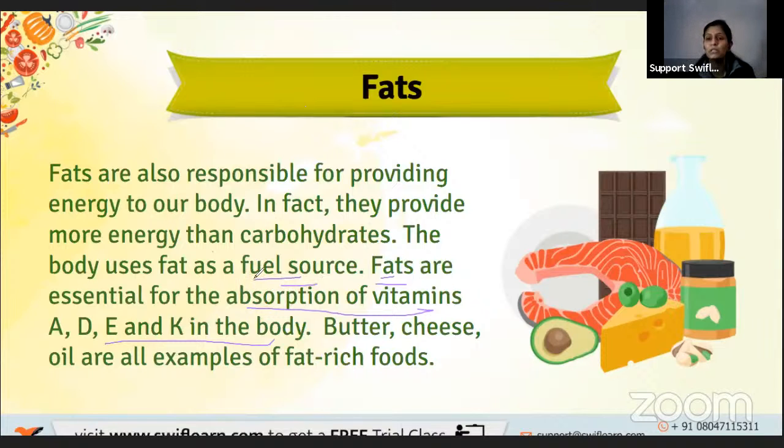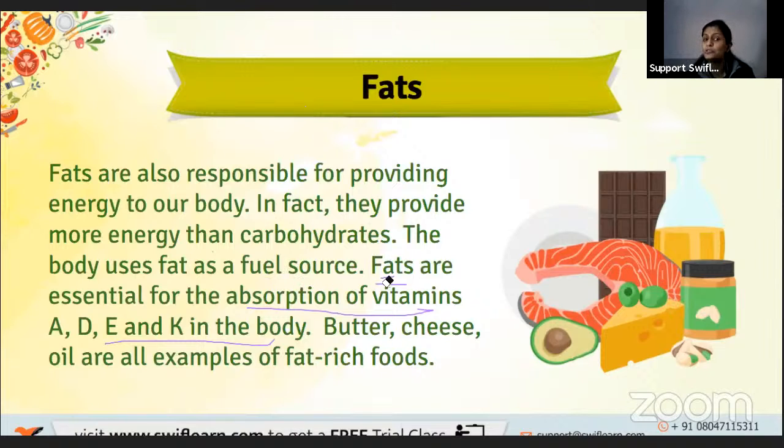Fuel is what? It is driving something. It is used to drive your car, your scooter, your bike. So what does it do? It gives energy so that our vehicle can run. In the same way, to give energy to our body, what is that? That is fat. That is, fat is basically acting as a fuel source of your body.